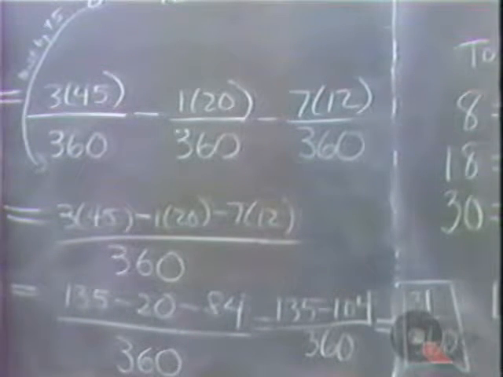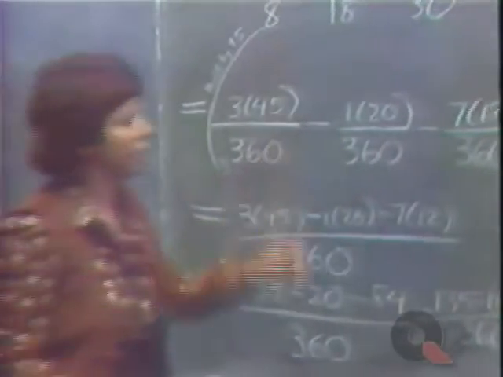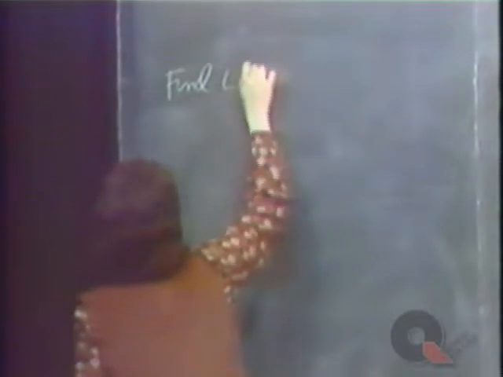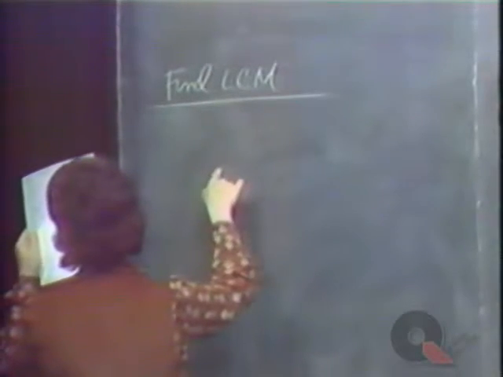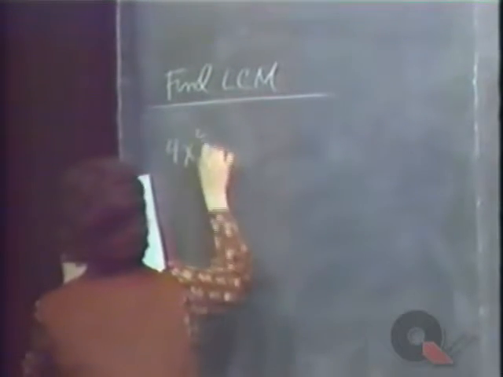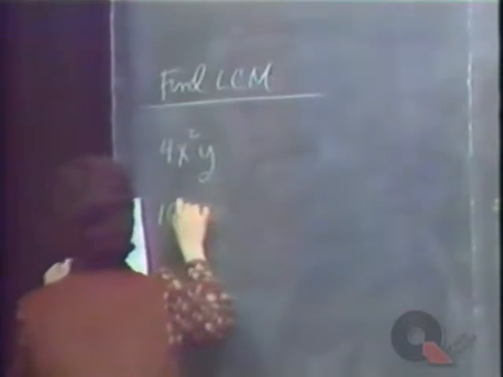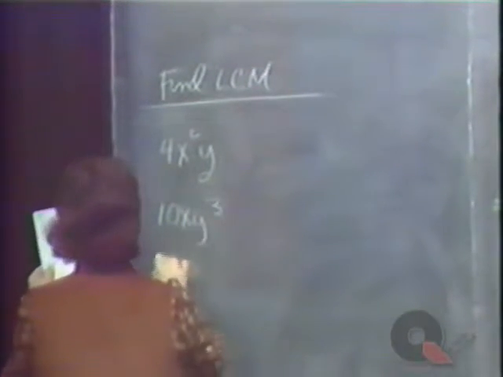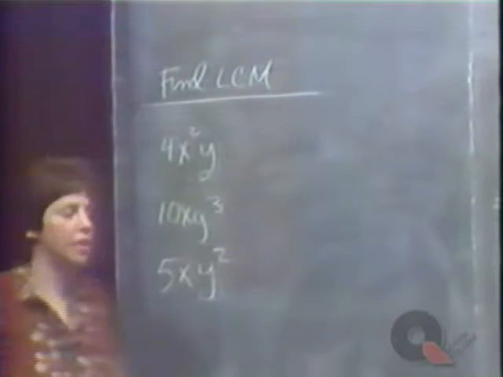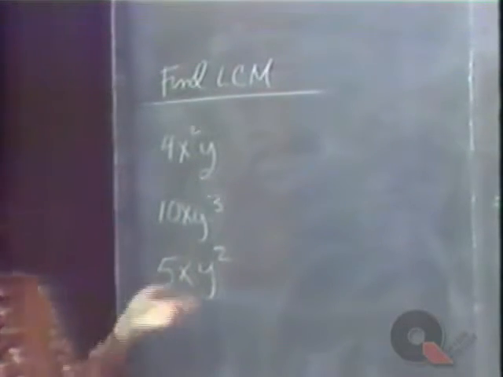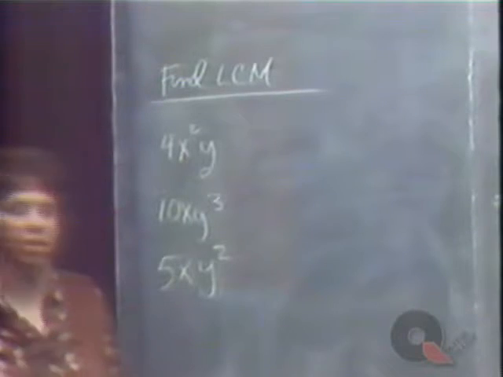Before we actually work out some more problems with adding fractions, I want to just look at denominators. I'll just give you denominators. We want to find the least common denominator or the least common multiple. The things we're looking at are 4x squared y, 10xy cubed, 5xy squared. You wanted to add fractions, and these are the 3 denominators. I'm not going to do a specific problem, just practice in finding the LCD or the LCM.